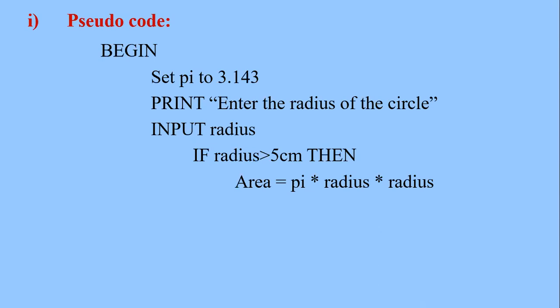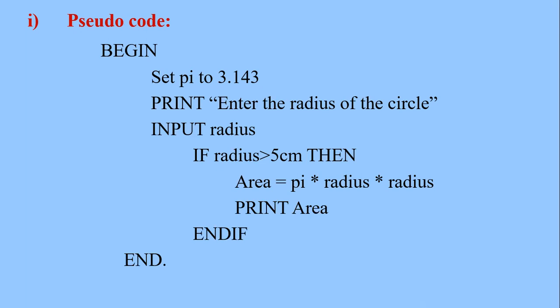entered as radius by itself and by what is in the memory location called pi. And the overall result, store it or assign it to the memory location called area. Then display the area, the content of the memory location called area. And then end the condition and end the program.